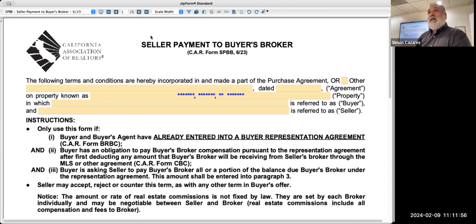How many people, when you submit the offer? That is correct. Yeah. As long as the RPA, 3G check, and the BRBC and the CBC, you can get a DUI. Pretty much.